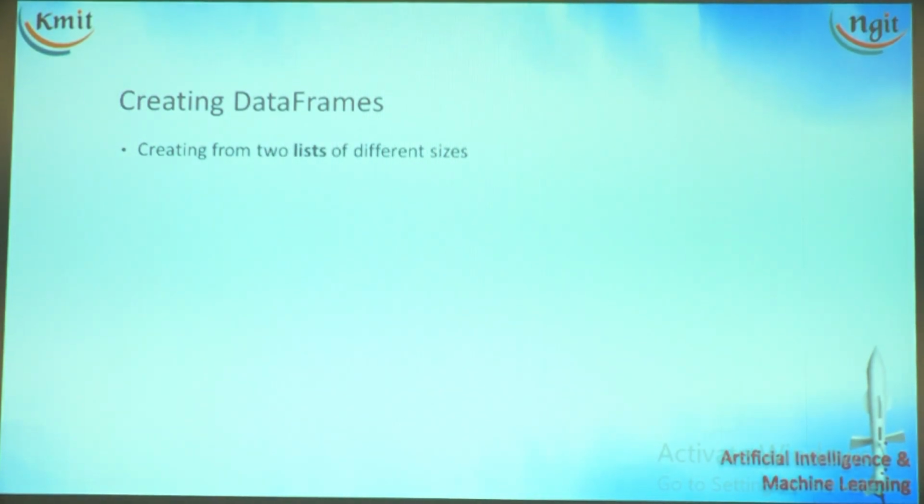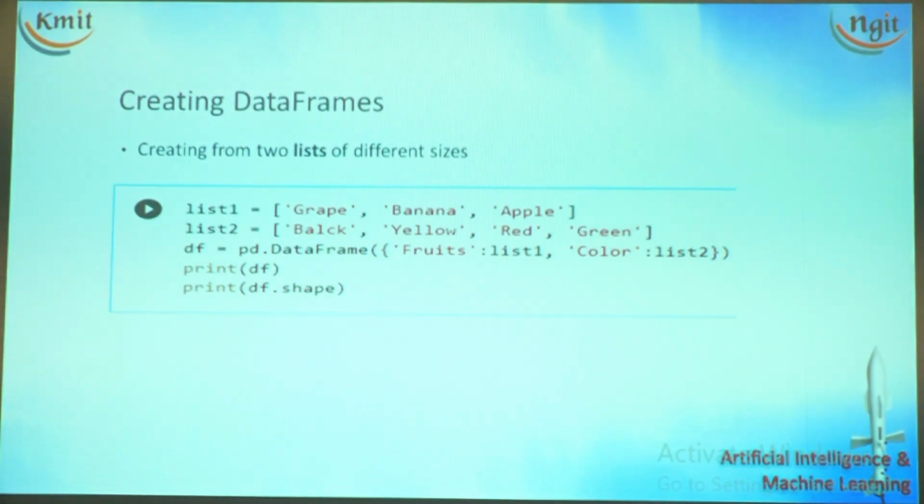Next. Please try to do this. Create a data frame from two lists of different sizes, please. Create a data frame using two lists of different size. Done? Good. Now can you see the method that I have used here? You have done it well and good. There's one more way which you can do. What did I do here, guys?